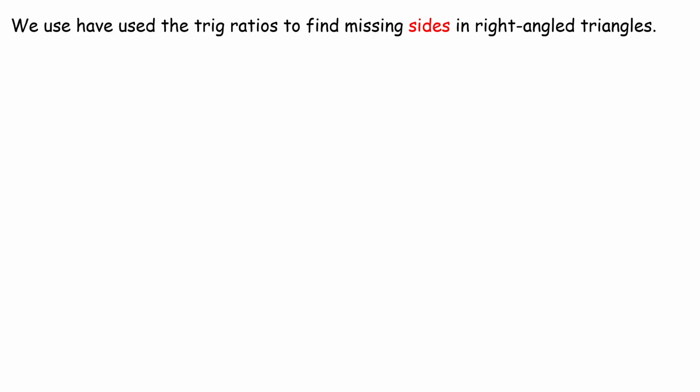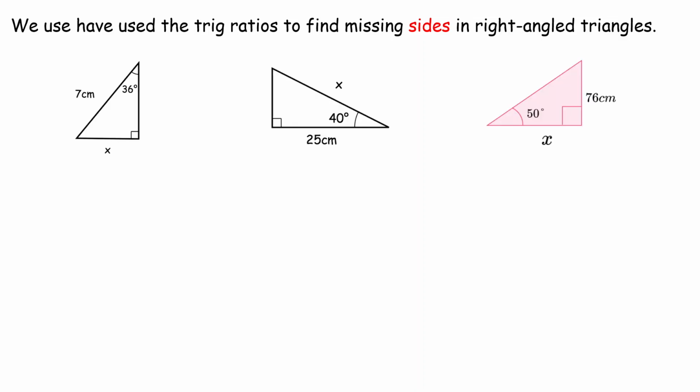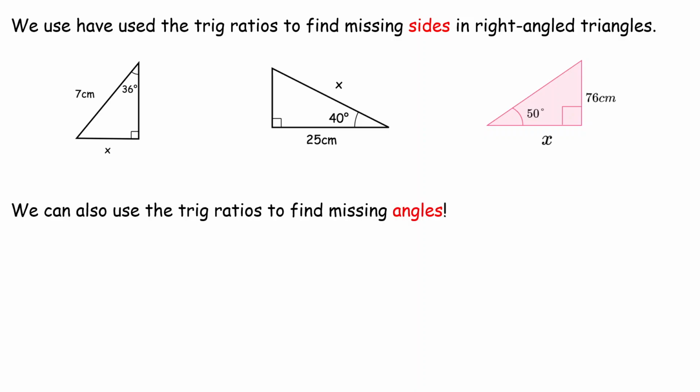So we're following on from the previous video that looked at using trigonometry to find missing sides in right angle triangles. This video we're looking at trigonometry to find missing angles in right angle triangles. If you missed the previous video, you can give that a watch. We looked at finding missing sides, like you can see here. These are all missing sides. But this video we're looking at finding missing angles.